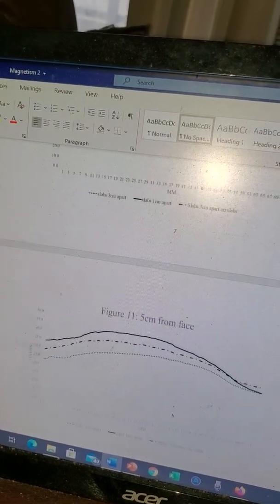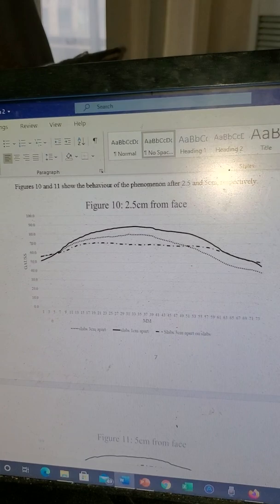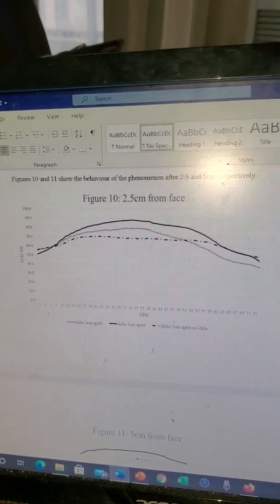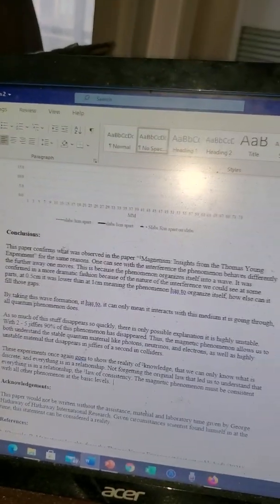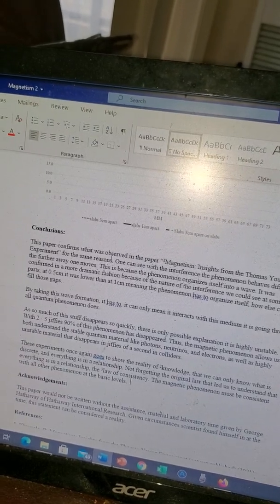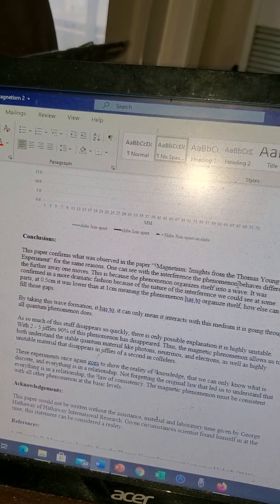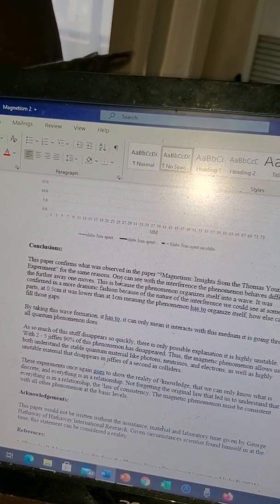2.5 centimeters from phase with the slab. So we didn't bother doing it 1 centimeter apart, because we're going to get this KHUMSON is confirmed. So the paper, I'll read to you our conclusions. This paper confirms what was observed in the paper Magnetism, Insights from the Thomas Young Experiments, for the same reasons.